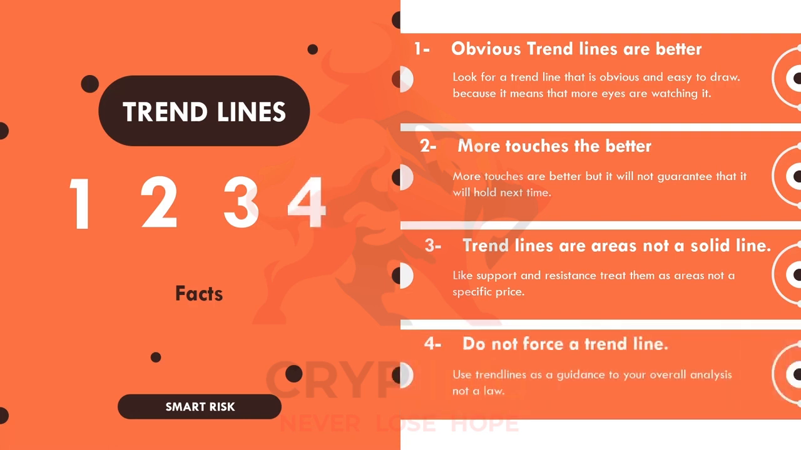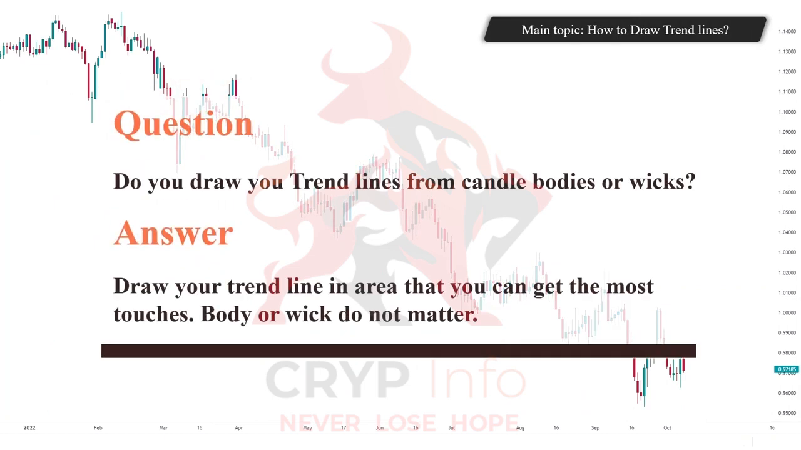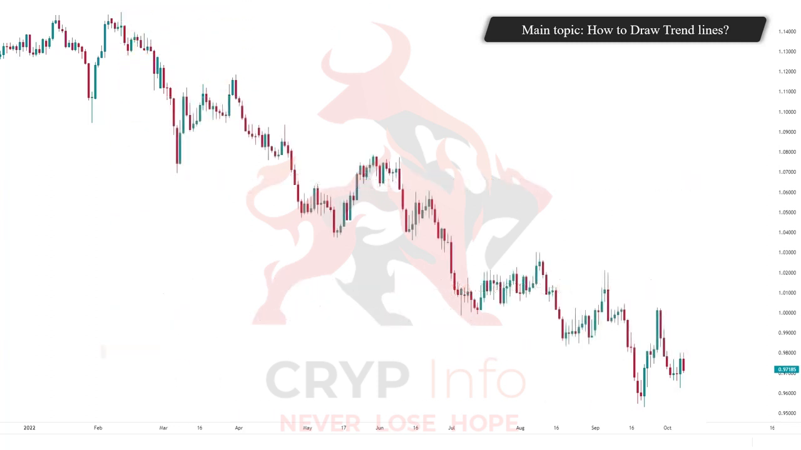Like support and resistance, treat them as areas, not a specific price. Fourth, do not force a trend line. Use trend lines as guidance to your overall analysis, not a law. Now that you know the concepts of trend lines, let me show you how to draw trend lines properly. So here is a question we often get. Do you draw your trend line through the candle closes or the wicks? And the answer is to draw the trend lines where you can get the greatest number of touches. Candle bodies or wicks don't matter.